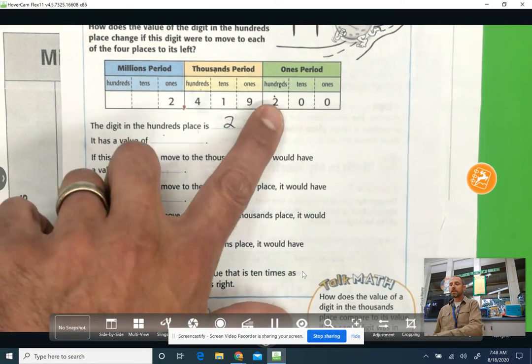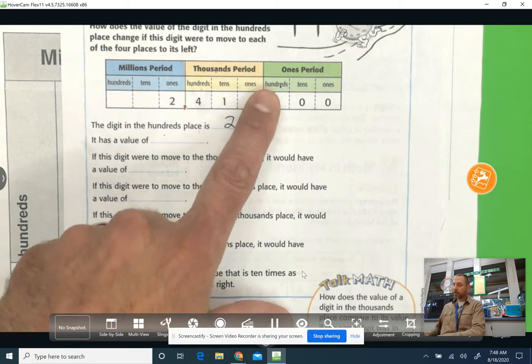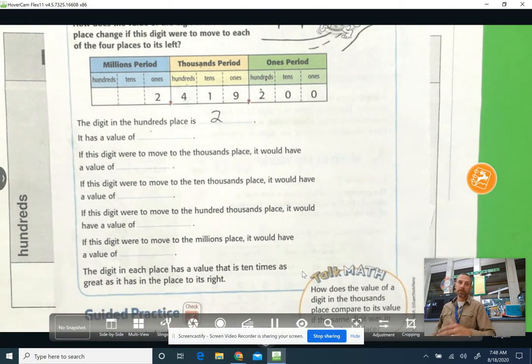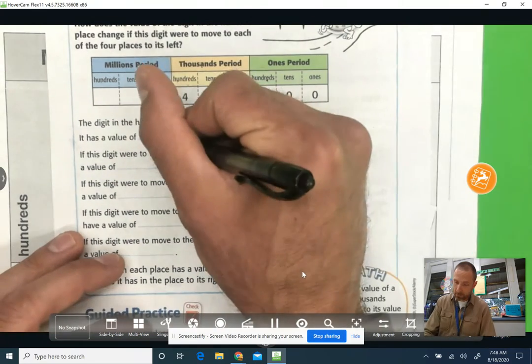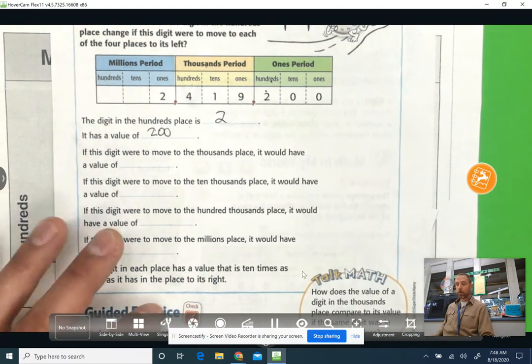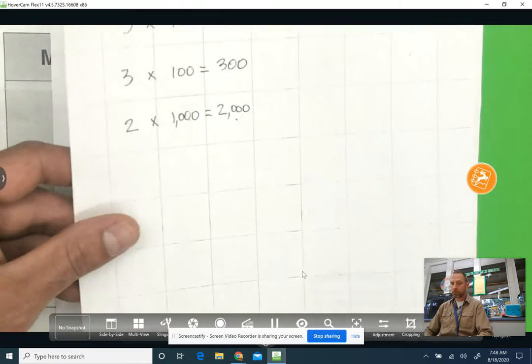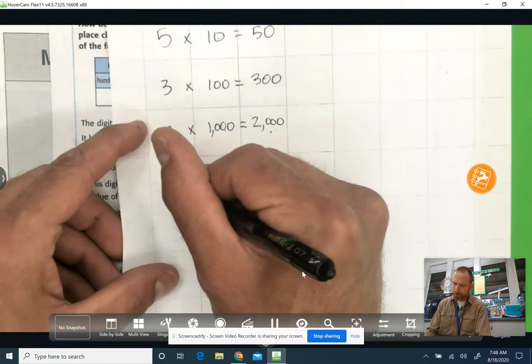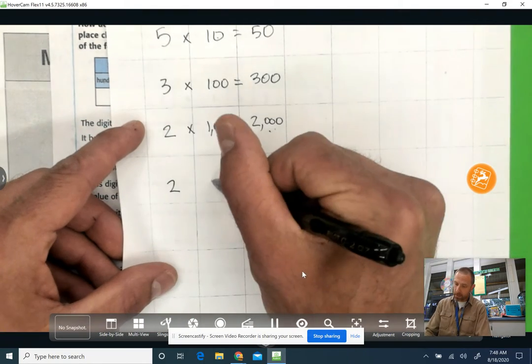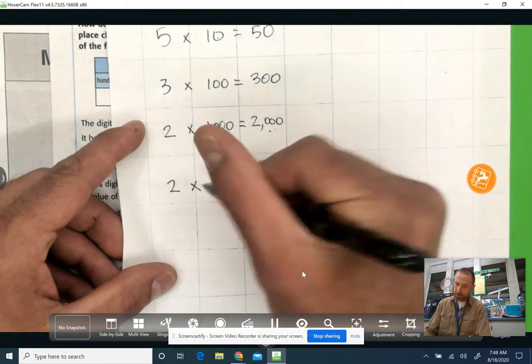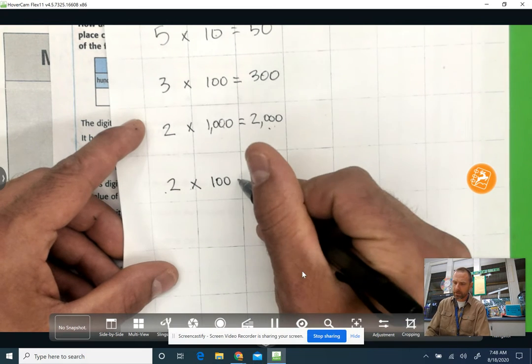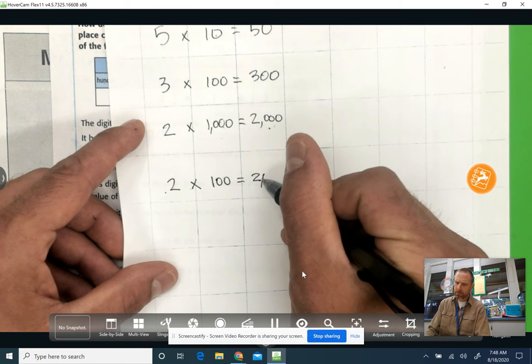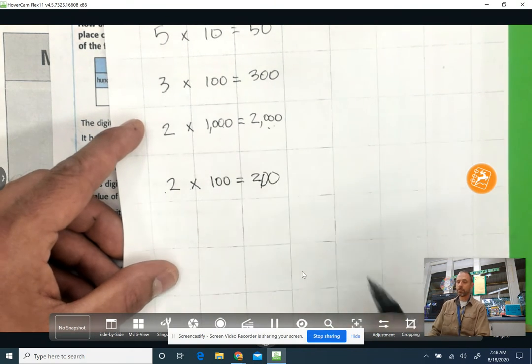And because that 2 is in the hundreds place, we could say the value is 200. Or we could say if my 2 is in the hundreds place, all I need to do is multiply 2 times 100 to get my value. Sorry, that is 200, not 2,000.